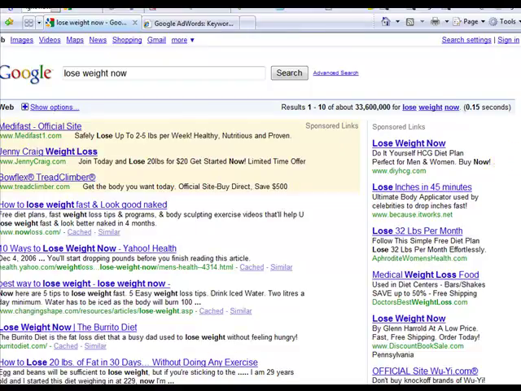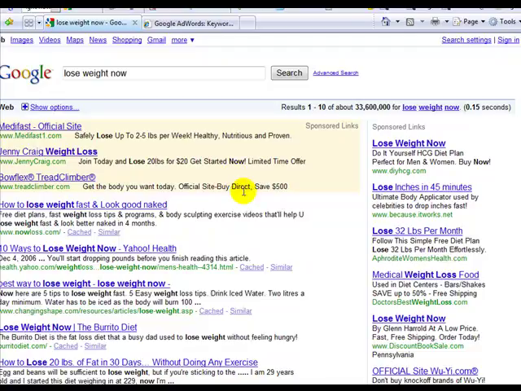Well, it really depends on how competitive the market is. For weight loss, it is very competitive. To have your ad appear towards the top here, you would be looking at possibly a couple dollars, which is pretty crazy because it might be hard to turn a profit then.